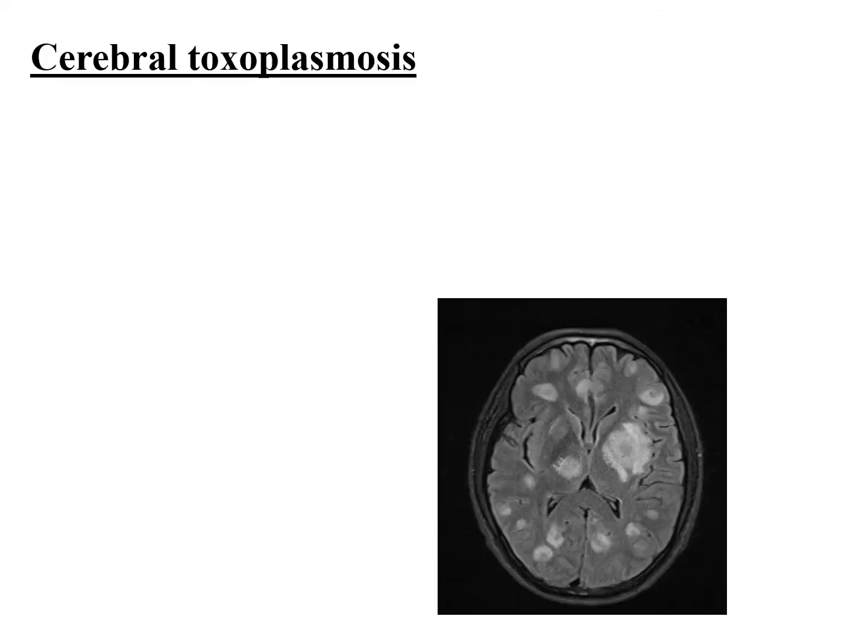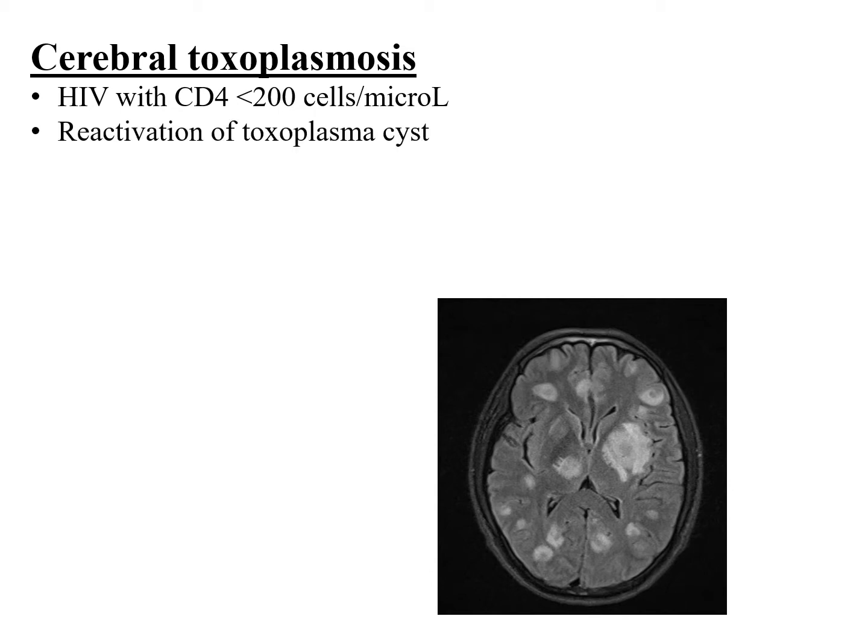So we'll start with the opportunistic infection. The most important opportunistic infection from exam point of view is cerebral toxoplasmosis. Again, it is commonly seen in those patients with advanced HIV disease. Usually the CD4 count is less than 200. It's basically a reactivation of the toxoplasma cyst.